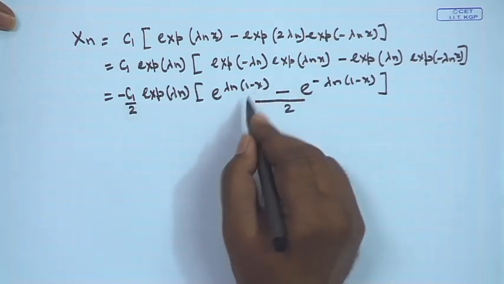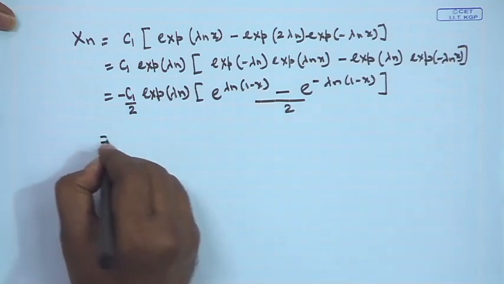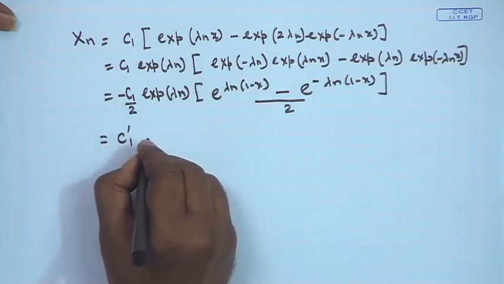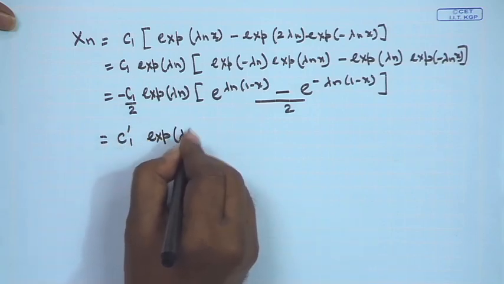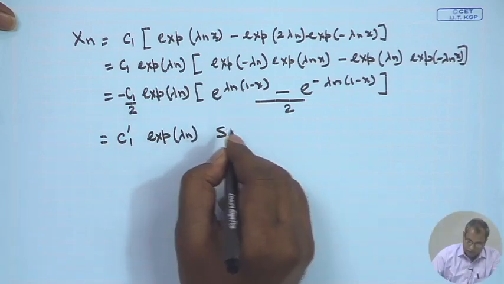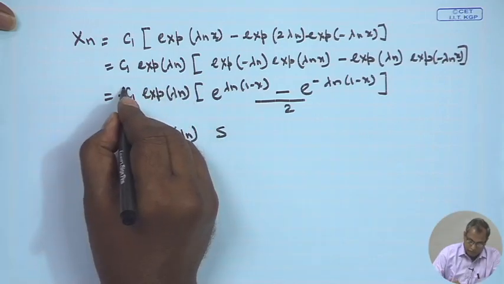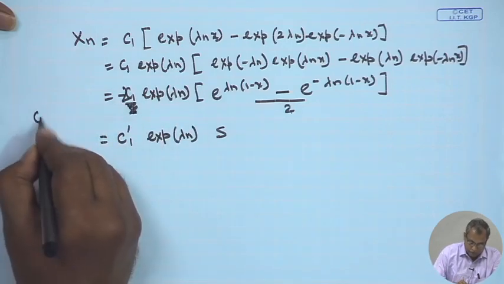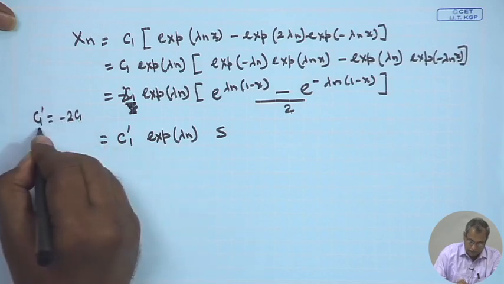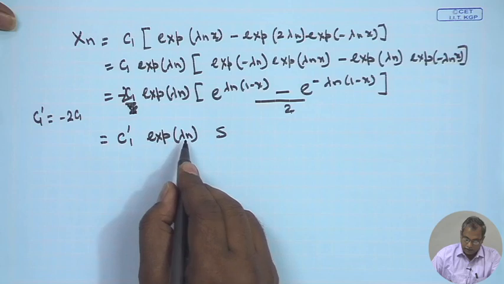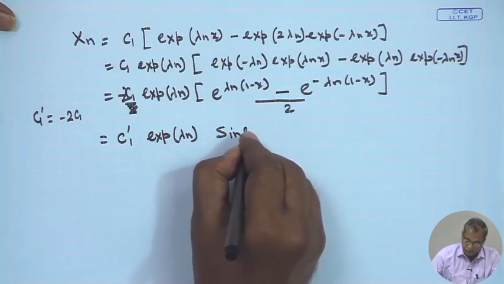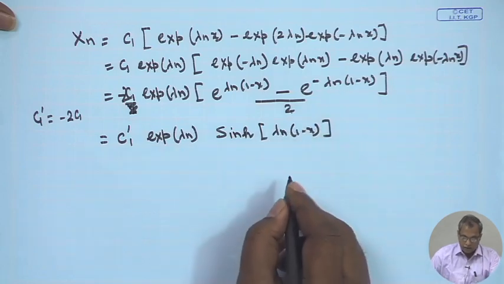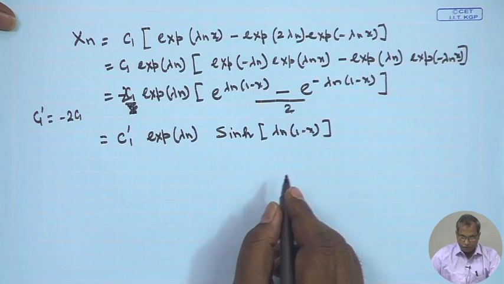if we do that, this becomes a sine hyperbolic function. So, minus C 1 by 2 will be a new constant, let us say C 1 prime, exponential lambda n. This will be multiplied by 2 and divided by 2. So, minus 2 C 1 will be C 1 prime. C 1 prime will be a new constant, that will be minus 2 C 1. So, C 1 prime exponential lambda n, and this will become sine hyperbolic lambda n (1 minus x). So, that constitutes the solution of X n.